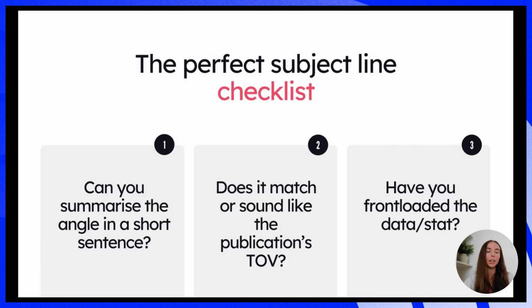Number two, does your subject line match or sound like the publication's tone of voice? This is where AI or your favorite LLM can really help you, because you can quickly put in a little prompt of, give me the 10 most recent headlines that this publication has covered. And if it doesn't match that, then you'll need to go back and do your homework and cross-reference and cross-check. And number three is, in my opinion, the most important one: have you front-loaded the data or stat? Because there's no point having a really strong survey stat or an indexed statistic revealed if you've got it hidden in a press release. Make sure it's front-loaded at the start.